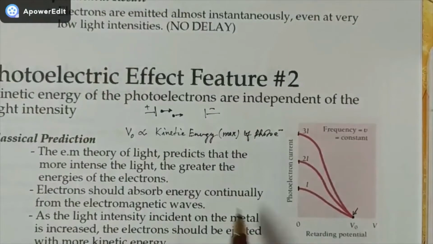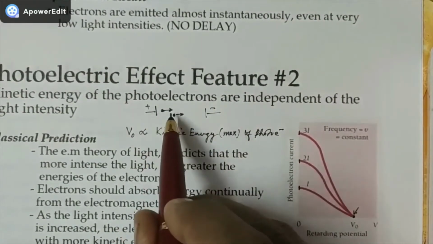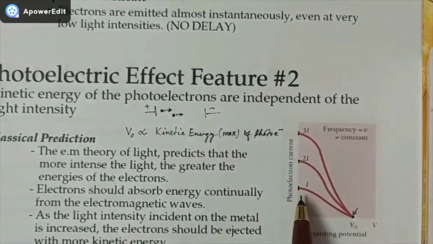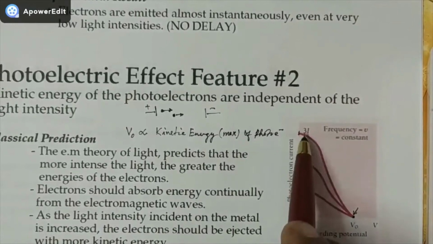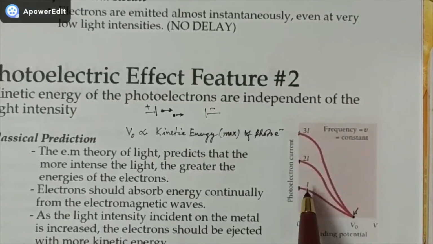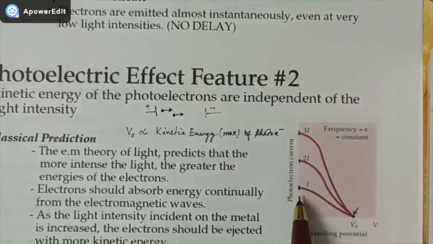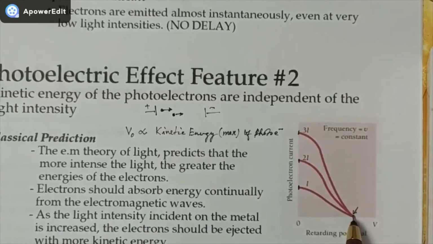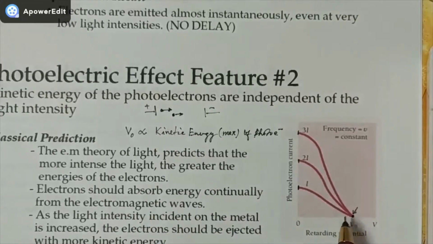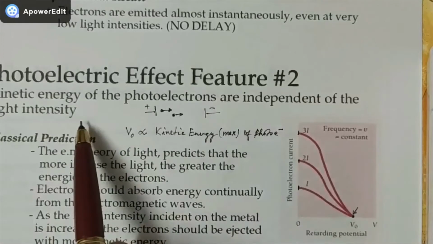So this V0 is the maximum kinetic energy an electron coming from the metallic surface can have. In this case the maximum kinetic energy is this, this case also is this, this case also is this. So I'm increasing the intensity. By increasing the intensity or increasing the brightness, the number of electrons are increasing, but those electrons which are coming from the metallic surface all have the same kinetic energy. So that is why the kinetic energy of the photoelectrons is independent of the light intensity.